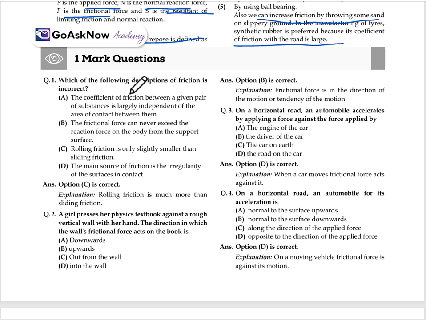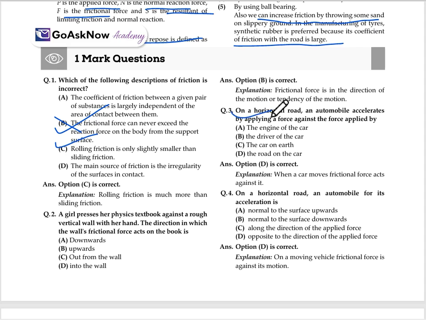So firstly, which one is incorrect? Rolling friction is much smaller than sliding friction, so the description that it is only slightly smaller is incorrect. According to the laws of friction, rolling friction is much smaller than sliding friction. So that's why option C is the correct one.